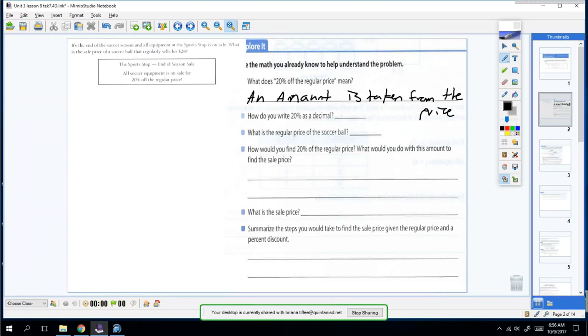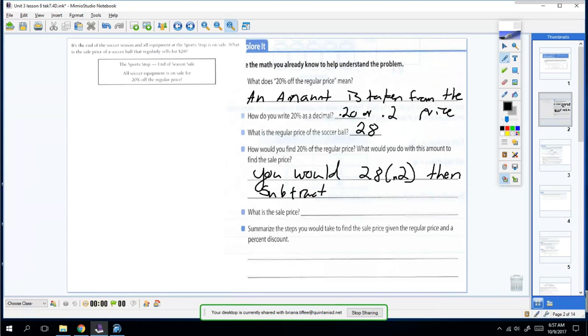Okay, how do you write 20% as a decimal? Well, that could be 0.20 or 0.2. So what is the regular price? Well, the regular price of the soccer ball was $28. How would you find 20% of the regular price? What would you do with this amount to find the sale price? So you would do 28 times 0.2, then subtract from 28.